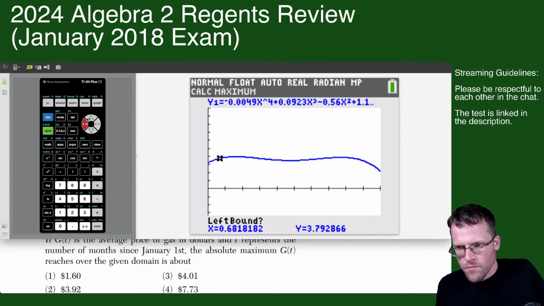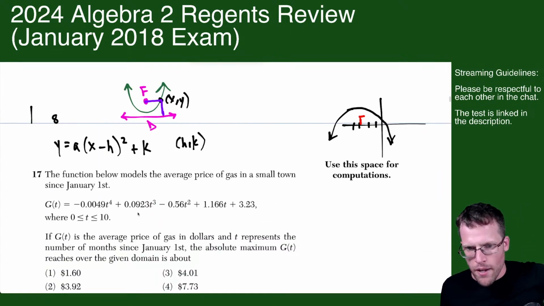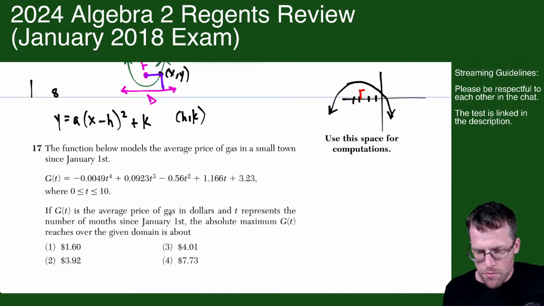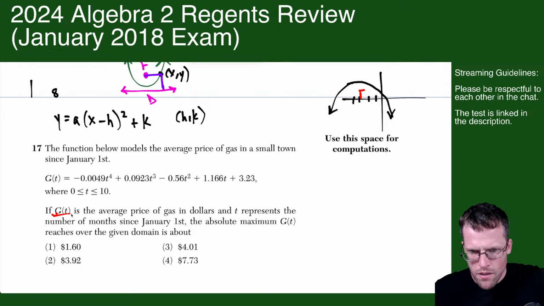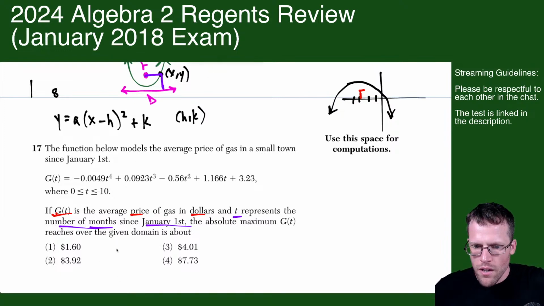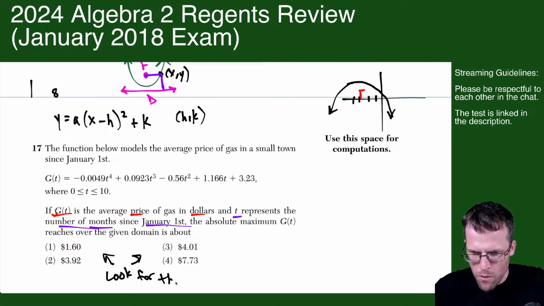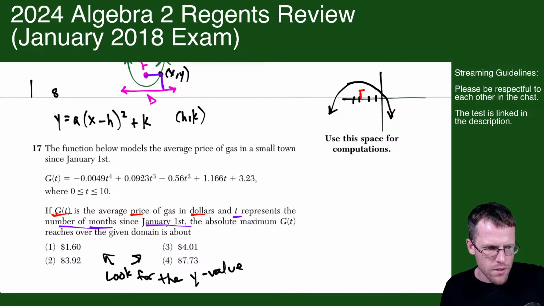So for this one, I'm going to rewind back a bit. G of t is the average price of gas in dollars, and t is the number of months since January 1st. So units, anytime I'm wondering what's going on, G of t is the price in dollars, and t is the months. Since all the answer choices are in dollars, we're looking for the Y value. Don't confuse it with the X. Just want to point that out.